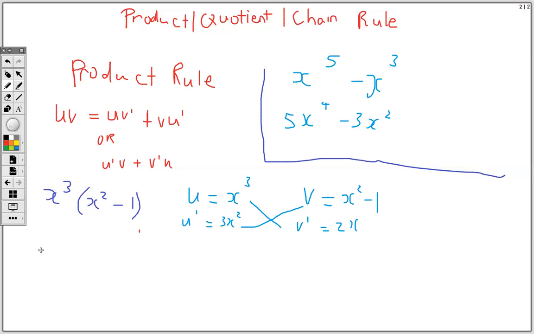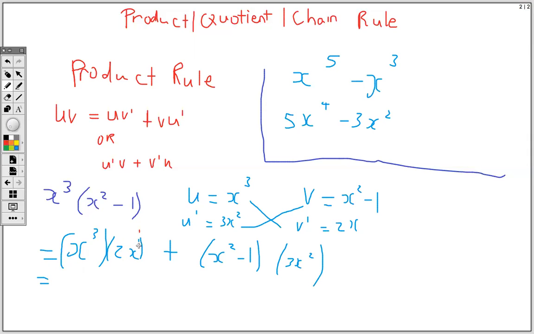So the derivative of this function is x cubed times 2x, u times v prime, plus 3x squared times x squared minus 1, so v times u prime. So we have x squared minus 1 times 3x squared.